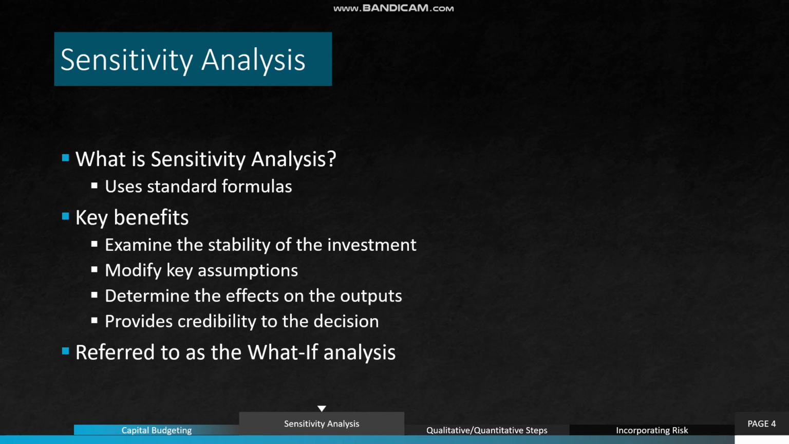By modifying the independent assumptions, we can model different scenarios and learn the degree of risk. For example, what would happen if the potential sales or the manufacturing cost increased or decreased? What impact would that have on the net present value, or NPV?